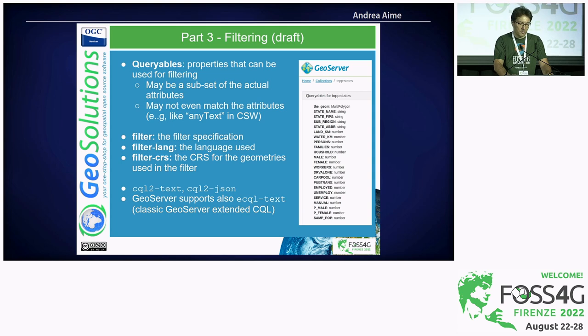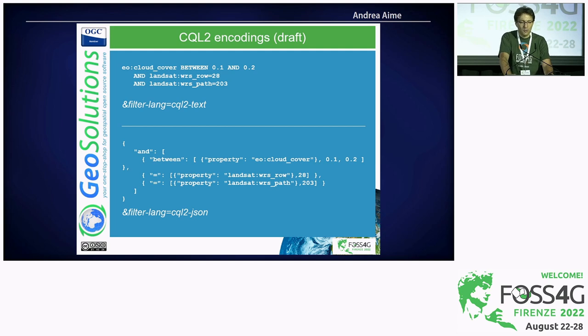And then you have the notion of a filter specification along with an indication of which language has been used to specify the filter. Languages are pluggable, and you can decide to use whatever you want. And there is a specification called CQL2. I'm going to talk about it in a moment. But GeoServer also supports ECQL, which is our own flavor of the old CSW CQL. CQL2 encoding is an evolution of that old CQL from CSW. It can be CQL2 text, and it reads more or less like SQL where clauses, but it can also be expressed as JSON, which is handy if you are sticking your filter in a larger JSON request.